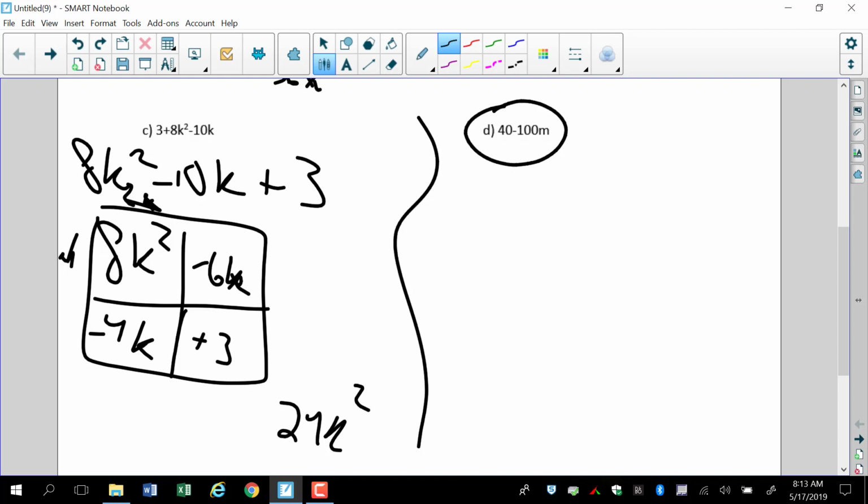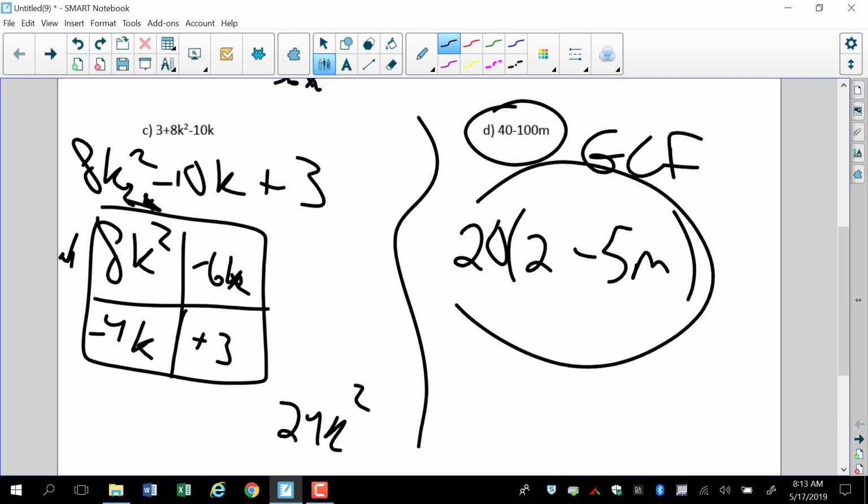If you have a problem like this, now it's missing the x squared term. This goes back to just GCF factoring. So this is also GCF if we don't have the x squared term, because the area model, this model over here, only works when we have that x squared term. So we're just looking for the GCF of 40 and 100, which is 20. And you get 2 minus 5m, and there's nothing left to do.